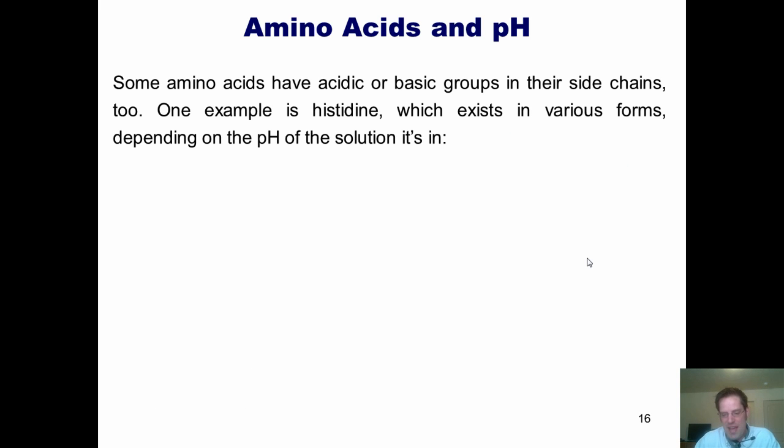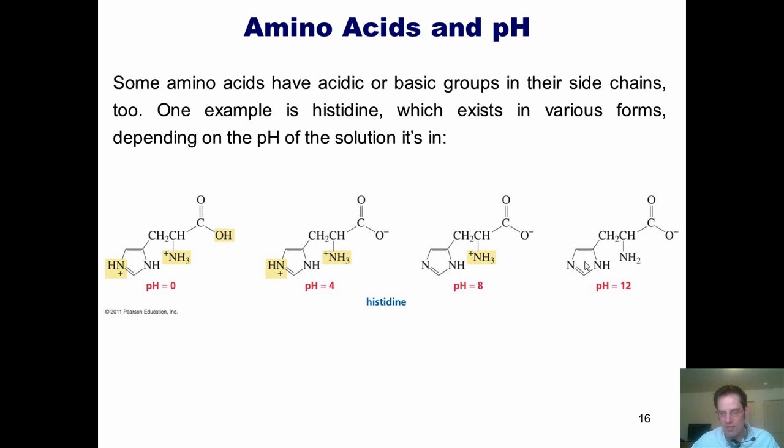Now, you should be aware of the fact that some amino acids have acidic or basic groups in their side chains, too. One example is histidine, which exists in various forms depending on the solution that it's in. So let's look here. If we start to get down to really, really acidic pH, pH 0, we have lots and lots of H+ around, so we're going to see more and more things get more and more protonated. So we see my oxygen protonated, my NH3+ is protonated, and we see this ring get protonated on the side chain as well. At pH 4, we're now less acidic, which means this OH is now deprotonated.